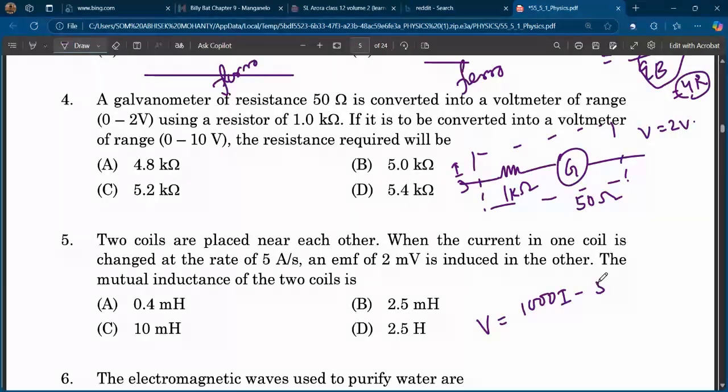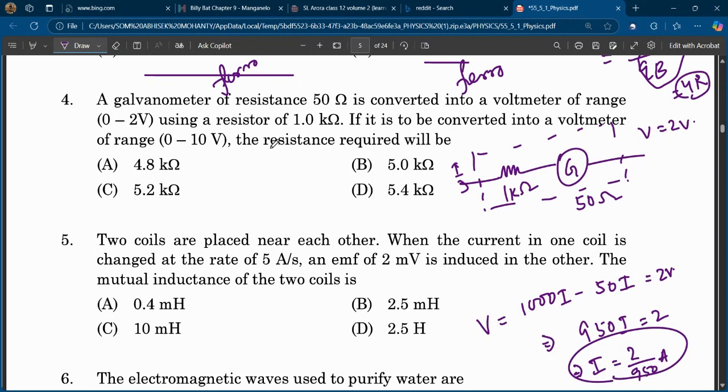This is 50 into I, is equal to 2 volt. So 950 I is equal to 2 volt. So I you can get from here, 2 by 950 ampere. Whatever we are getting here, we can put it here. Now we will take this R. So V, 10 volt, is equal to I, that is 2 by 950, into R.